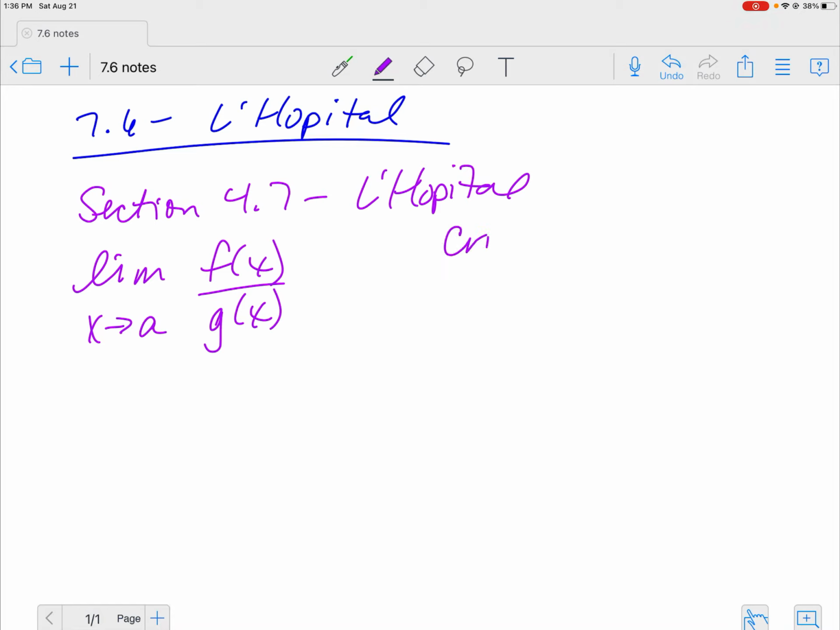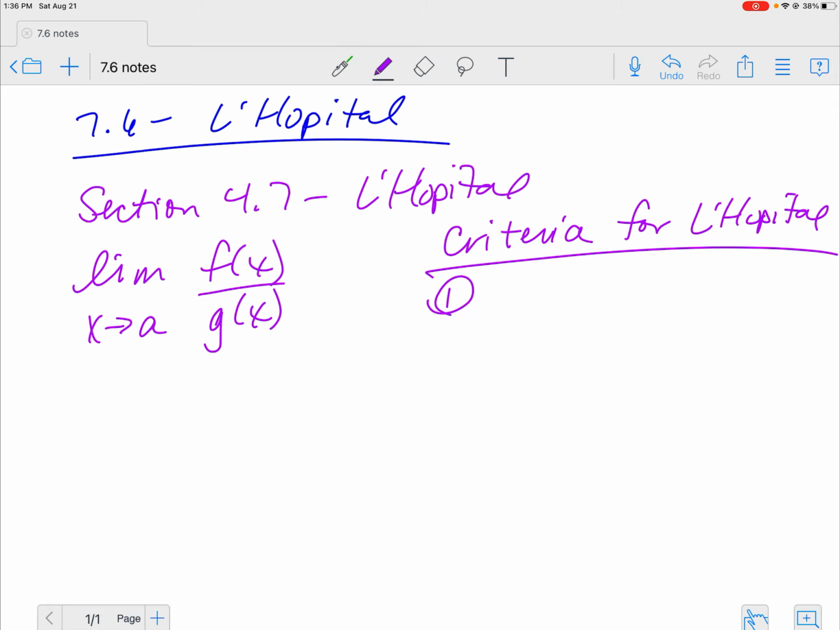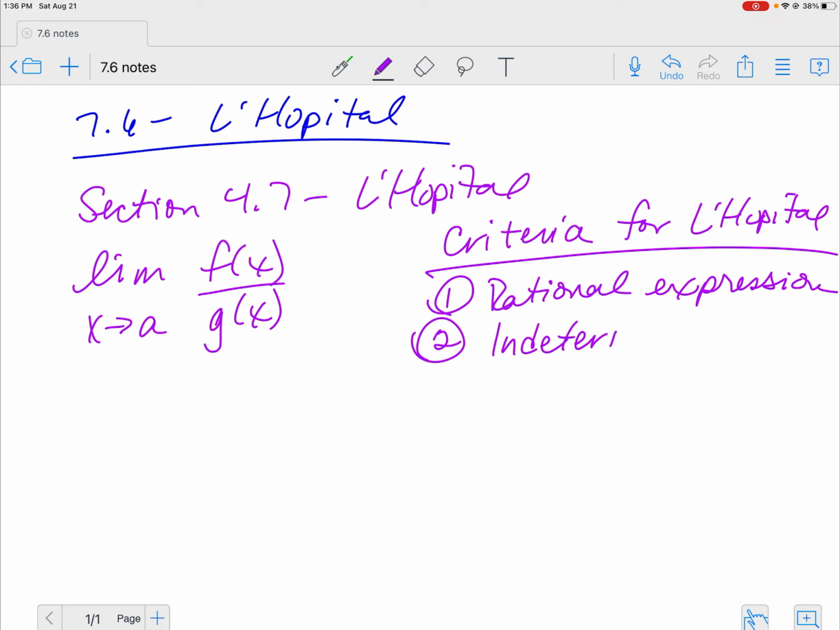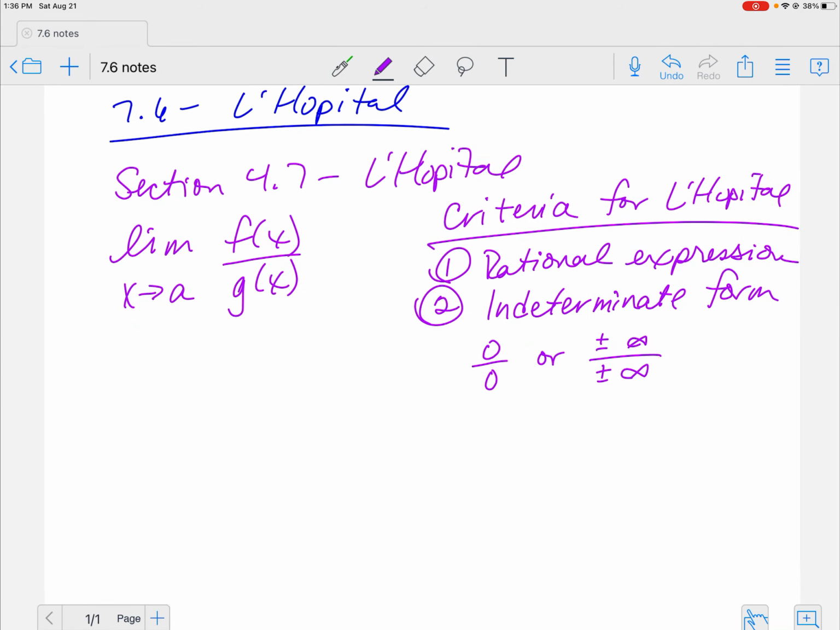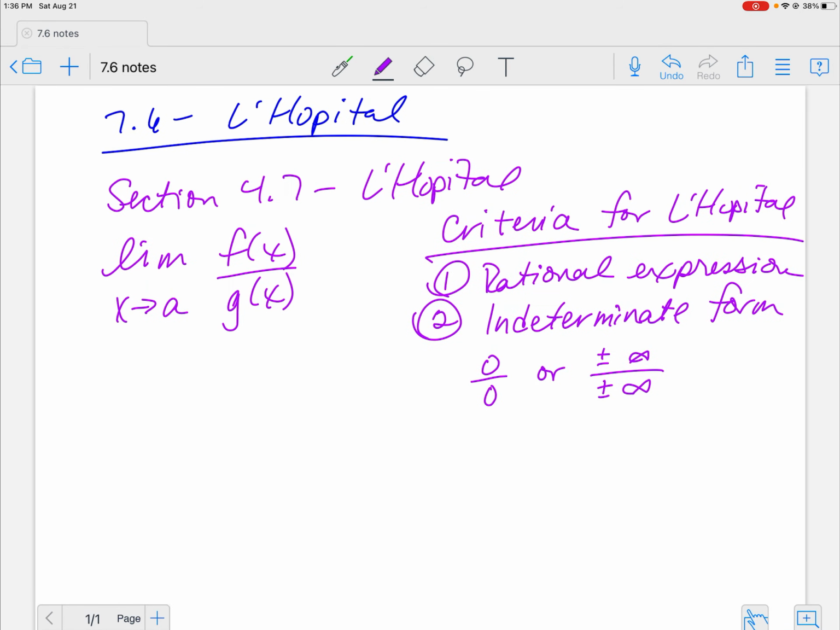But let's just review. I want to write it down. I said it, but let's write it. Criteria for L'Hopital: number one, you have to have a rational expression. It has to be a fraction, right? Criteria number 2, it has to have an indeterminate form. You can have 0 over 0, or positive or negative infinity over infinity. Doesn't matter if it's positive or negative, but infinity over infinity. Those are the criteria in order to do L'Hopital.